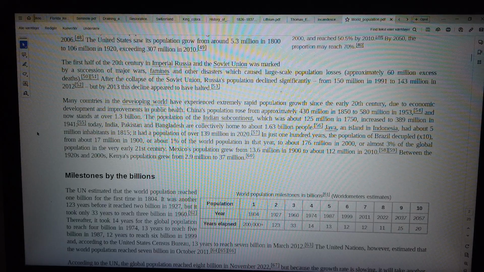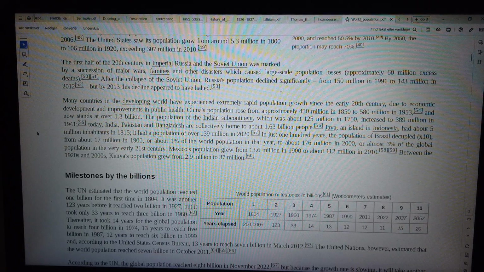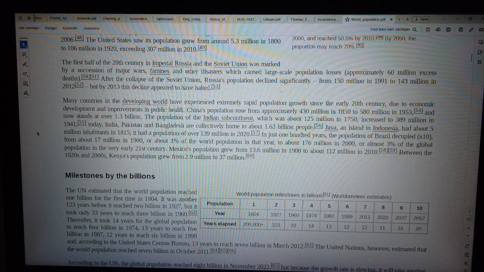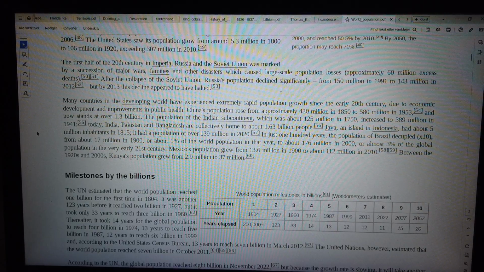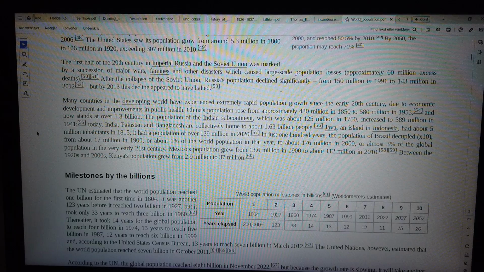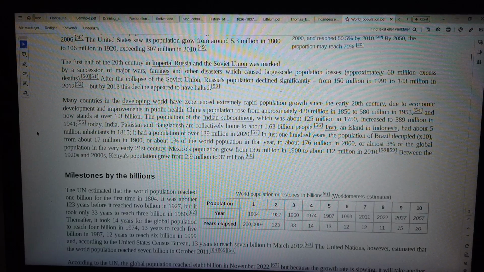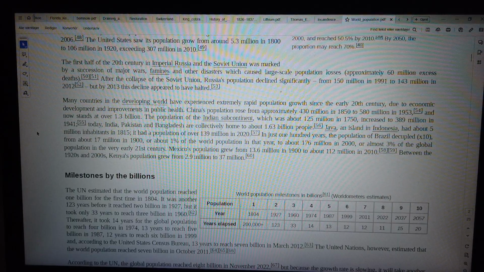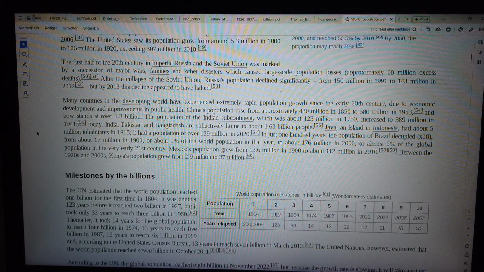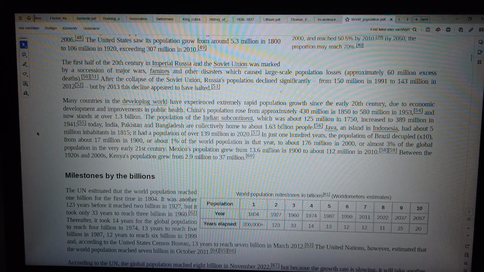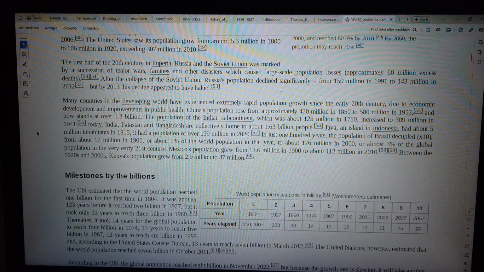Many countries in the developing world have experienced extremely rapid population growth since the early 20th century, due to economic development and improvements in public health. China's population rose from approximately 430 million in 1850 to 580 million in 1953-54, and now stands at over 1.3 billion.